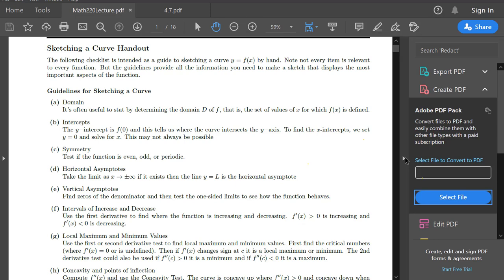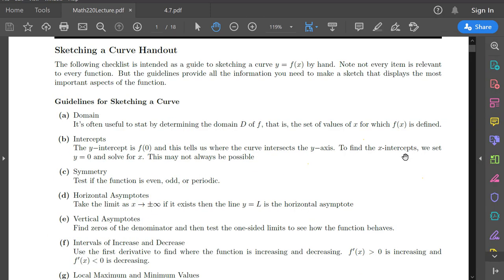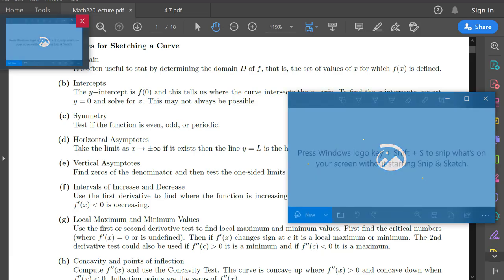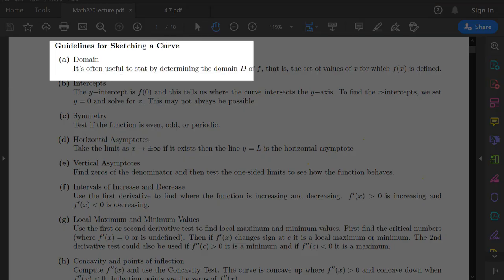So 4.5, we're going to be talking about curve sketching. So basically the idea is we're going to be using calculus to help us graph things. So in this sheet that we have, there is a summary of a whole bunch of different things that we're going to do. So our guidelines for curve sketching are as follows.